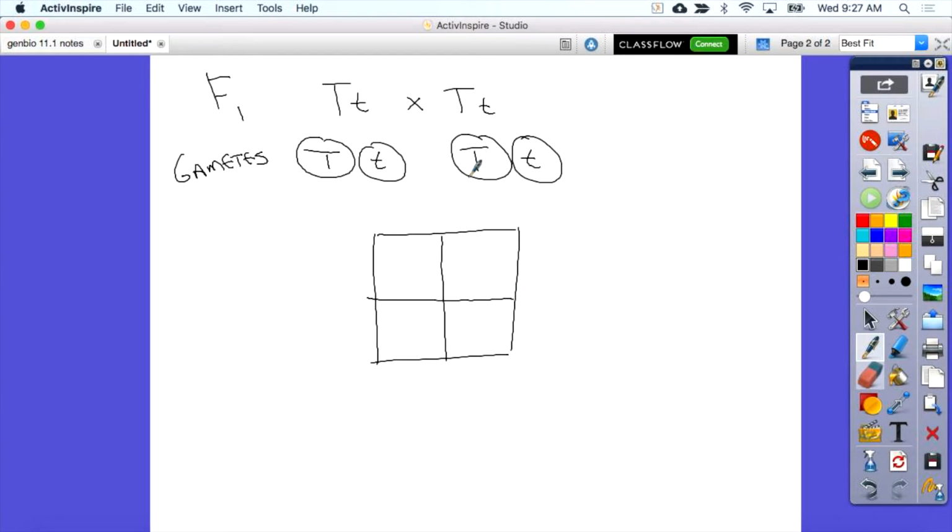So we're going to put the gametes for one parent on this side and the gametes for the other parent on this side. And when we put the gametes together, we're showing fertilization. And all the possible combinations of fertilization is what happens when we put the alleles together and determine what are the possible outcomes. Not necessarily actual outcomes, but possible outcomes.